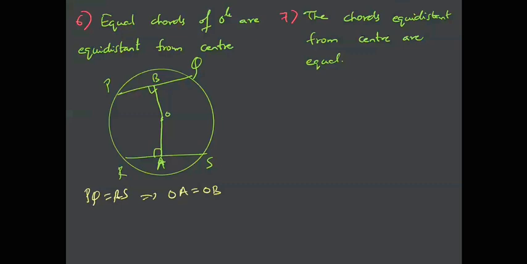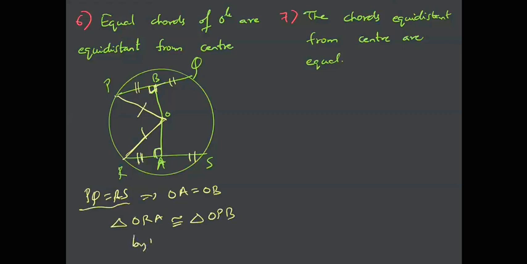Yes, I think all of you are able to do this. So if PQ is equal to RS, then if we drop a perpendicular, we know that a perpendicular bisects the chord. So half of PQ will be equal to half of RS. And if you just join these two, then you can say that these two triangles are congruent. The triangle ORA is congruent to triangle OPB, because this is the radius and this is the side and this is 90 degrees, by RHS. So this implies that OA is equal to OB. That is, the distance of two chords from the center is equal if the lengths of the chords are equal.